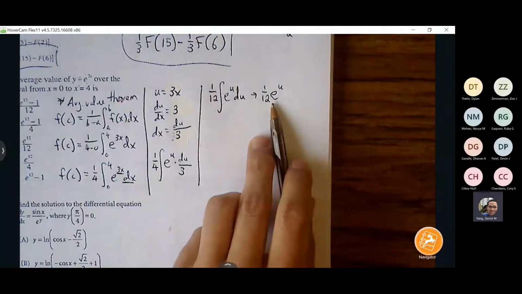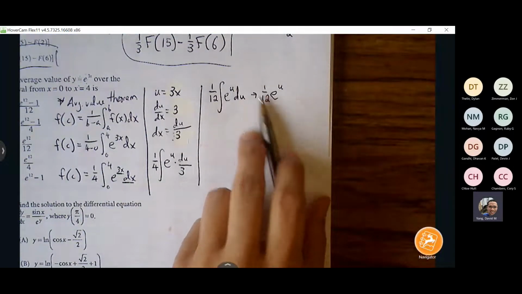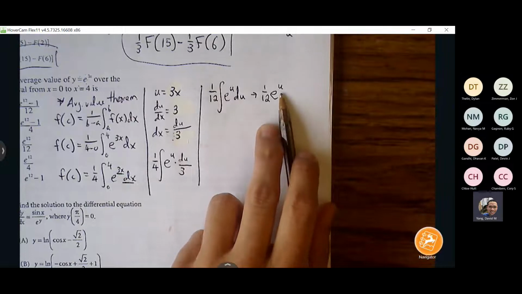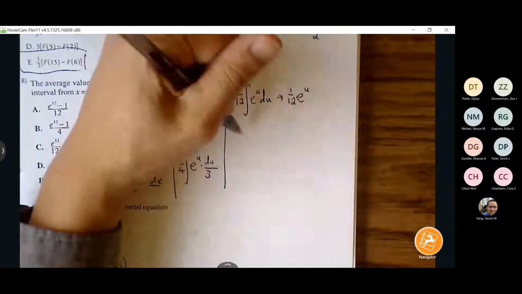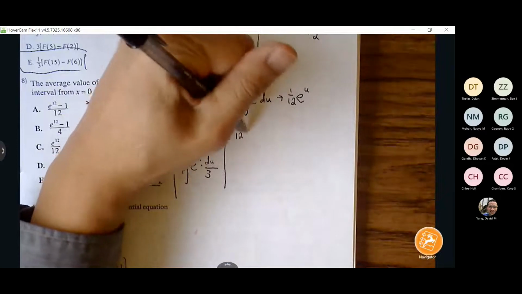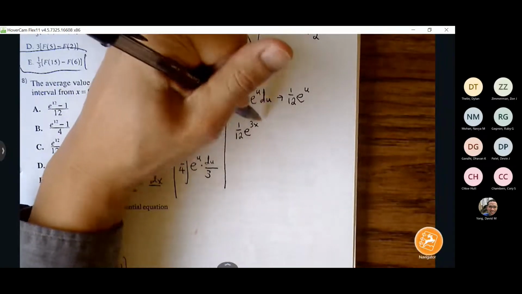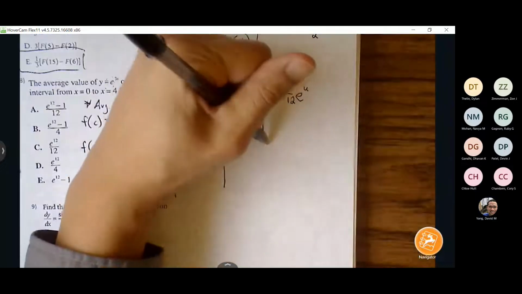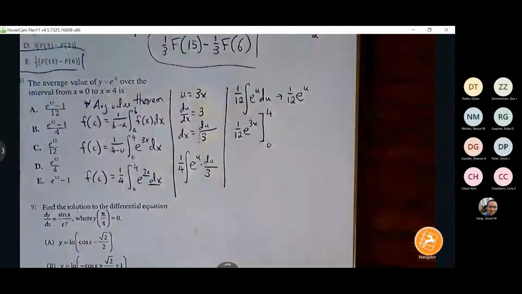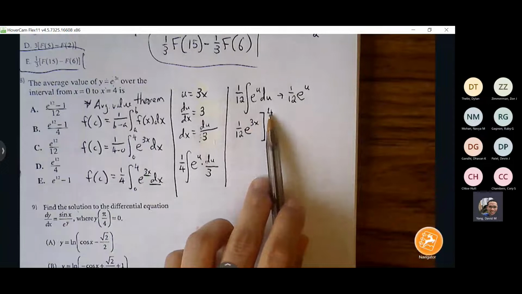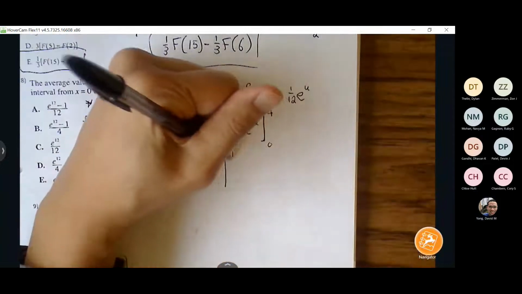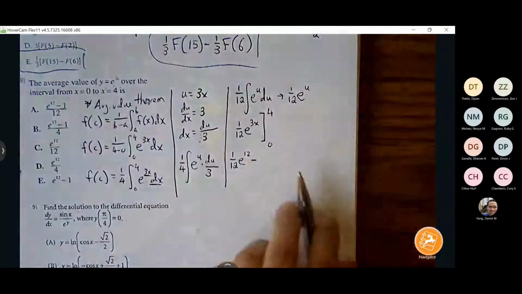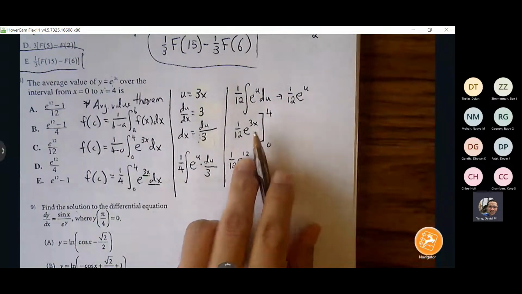Now that we have completed our antiderivative step, we can bring the original variable back. And now I can safely work in the bounds. Okay, upper bound first, 4 in for x. Lower bound next, 0 in for x.